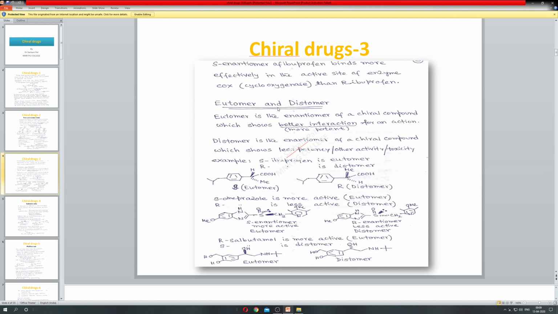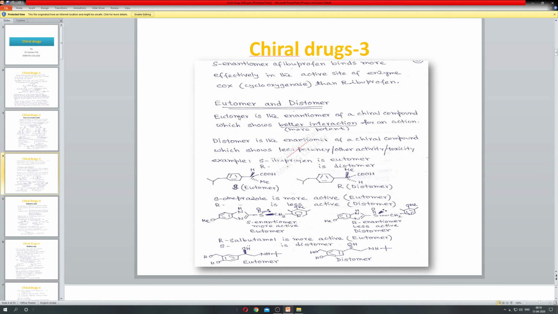Now for a chiral drug, when one enantiomer is more active than the other enantiomer, then these two enantiomers can be called eutomer and distomer. Now let us see the definition of eutomer and distomer. Eutomer is the enantiomer which has better activity, which is more potent. That is called the eutomer.